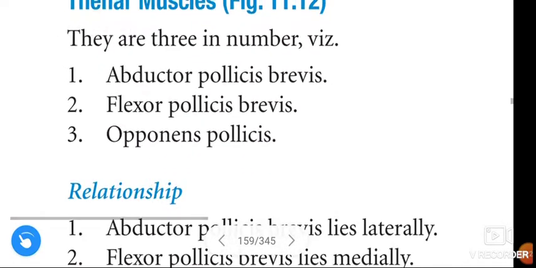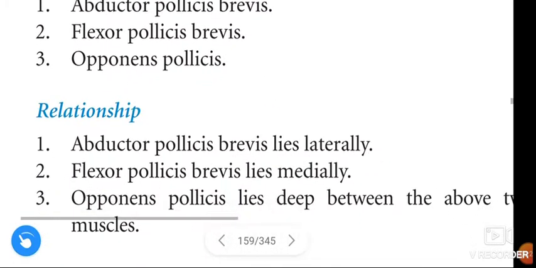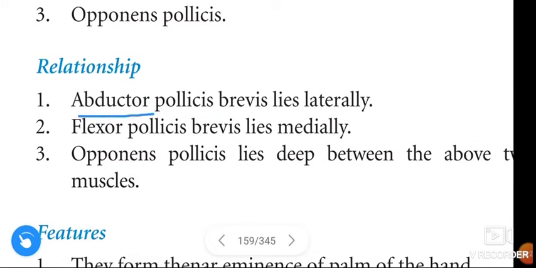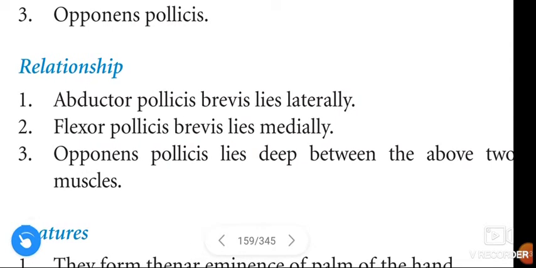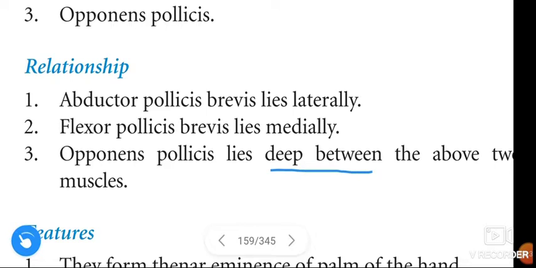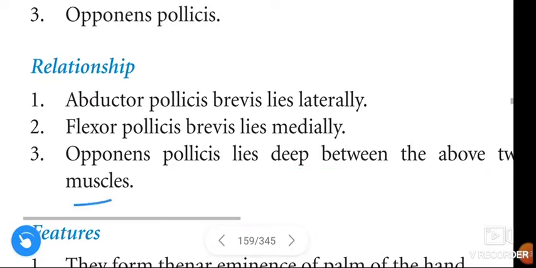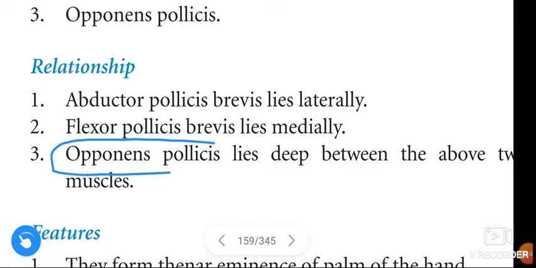Next, the relations of the thenar muscles. Abductor pollicis brevis lies laterally, flexor pollicis brevis lies medially, and the opponens pollicis lies between them. That means the opponens pollicis lies between these two brevis muscles.